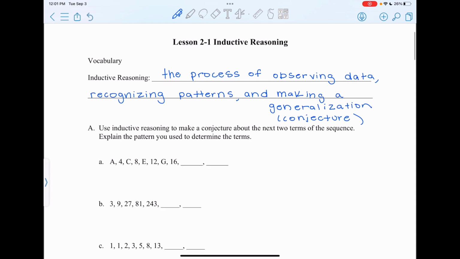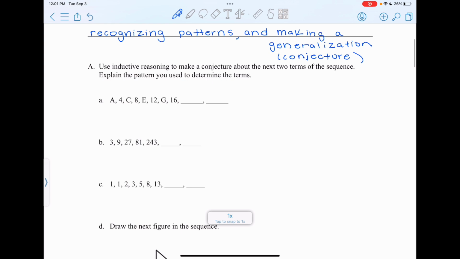So what we are going to do is look at the following patterns and use inductive reasoning to make a conjecture about what the next two terms are. So based on what is right in front of us, we are going to try to decide what the pattern is using inductive reasoning and determine the next two terms.